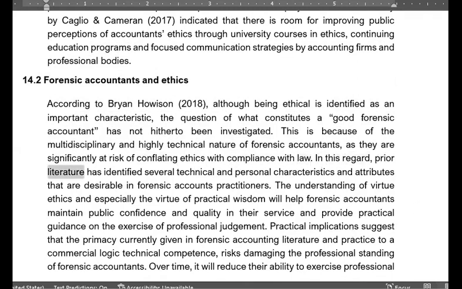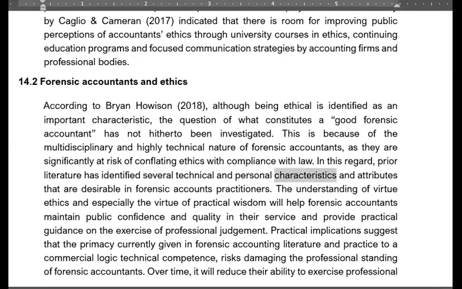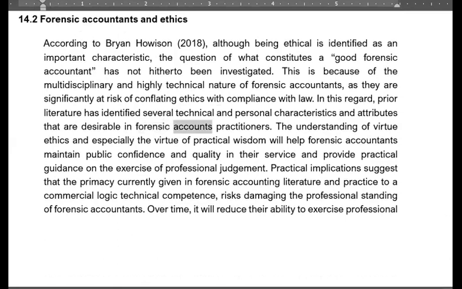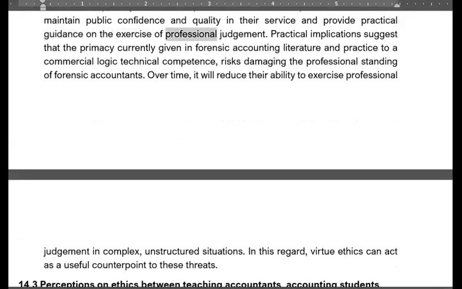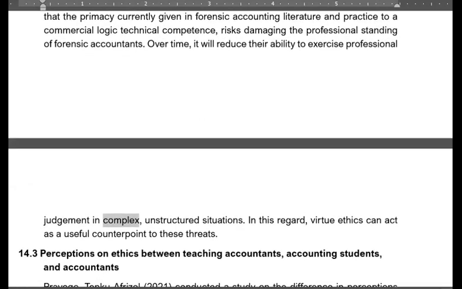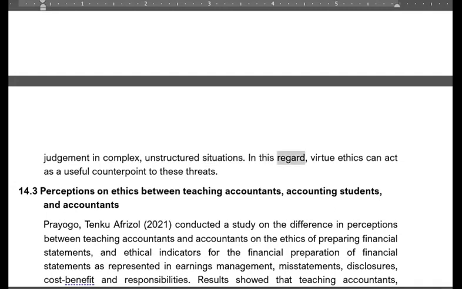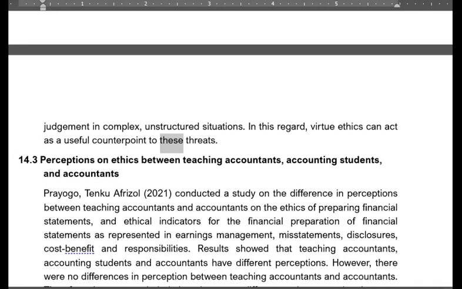In this regard, prior literature has identified several technical and personal characteristics and attributes that are desirable in forensic accounts practitioners. The understanding of virtue ethics and especially the virtue of practical wisdom will help forensic accountants maintain public confidence and quality in their service and provide practical guidance on the exercise of professional judgment. Practical implications suggest that the primacy currently given in forensic accounting literature and practice to a commercial logic technical competence risks damaging the professional standing of forensic accountants. Over time, it will reduce their ability to exercise professional judgment in complex, unstructured situations. In this regard, virtue ethics can act as a useful counterpoint to these threats.